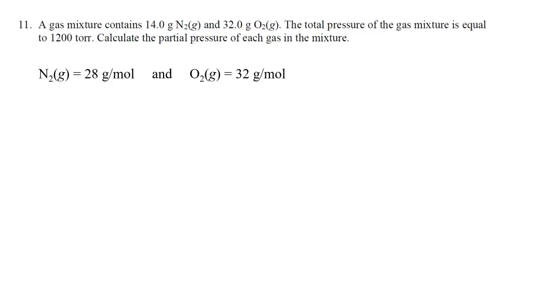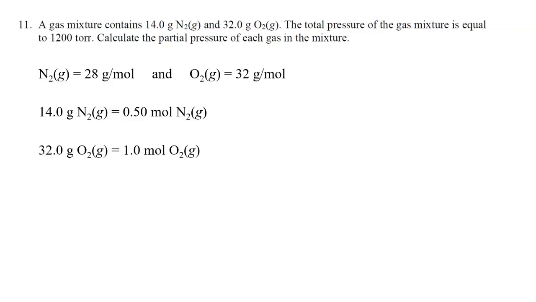Now, this gas mixture contains 14 grams of nitrogen gas. Since 14 is exactly half of 28, that means that we have half a mole of nitrogen gas. And we are told that we have 32 grams of oxygen gas, so that would be 1 mole of oxygen gas. So now we have successfully calculated the number of moles of each gas. Since mole fraction is a ratio of moles of each gas divided by the total number of moles in the gas mixture, the total number of moles for this particular gas mixture would be 1.5. We're just adding those two numbers of moles together.